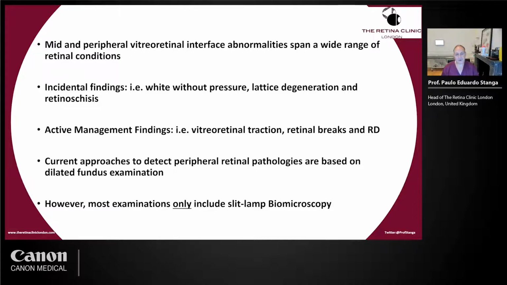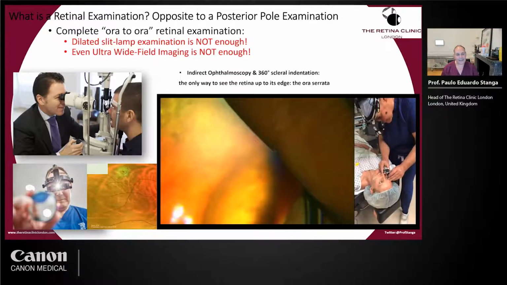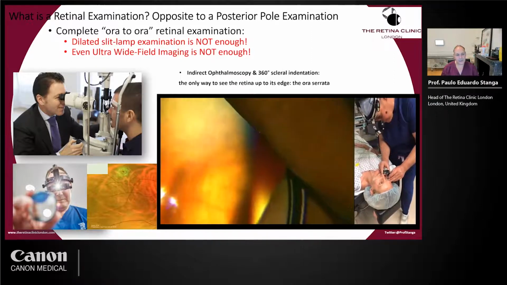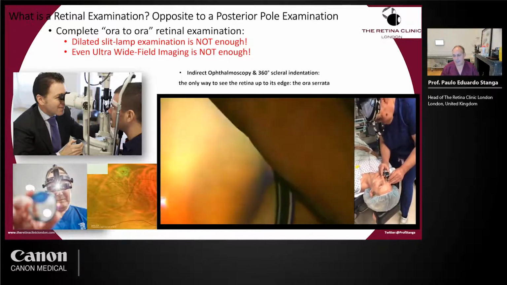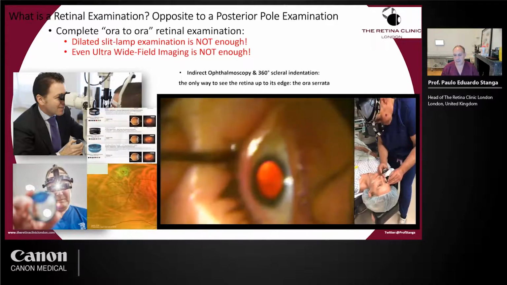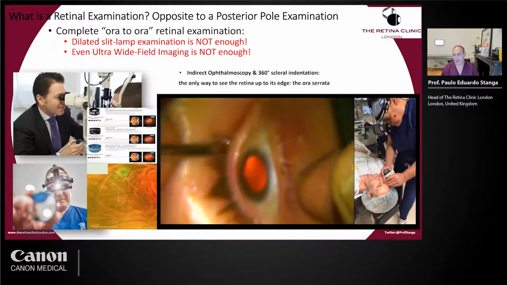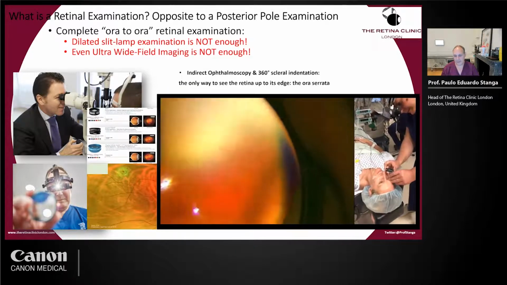The current approaches to detect peripheral retinal pathologies are based on dilated fundus examination. However, as we all know, most patients are only examined using a slit lamp and a non-contact handheld lens, as you can see here above and left on my screen. Here I'm doing indirect ophthalmoscopy with 360 degrees clear indentation, and this is the only way to image the retina up to the ora serrata.